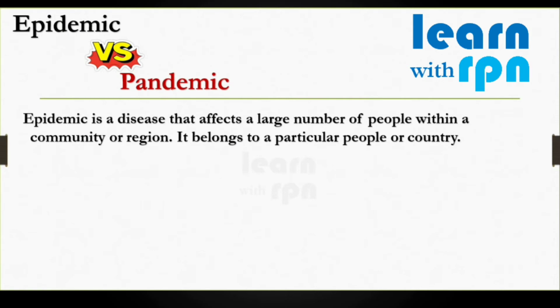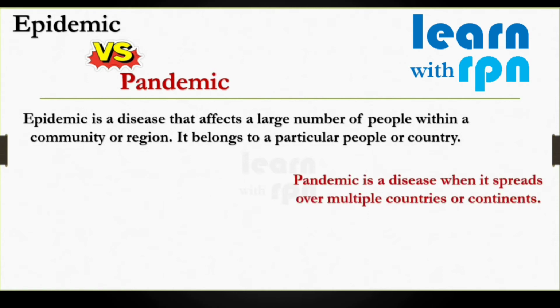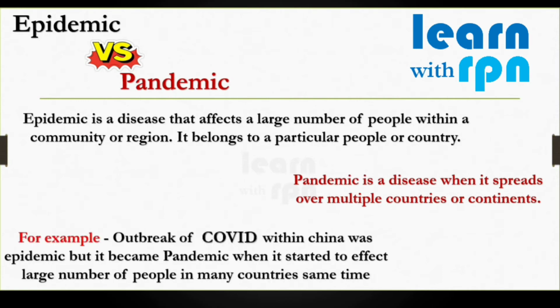An epidemic is a disease that affects a large number of people within a community or region. It belongs to a particular people or country. On the other hand, a pandemic is a disease that spreads over multiple countries or continents. For example, in December 2019, the outbreak of COVID within China was an epidemic, but it became a pandemic when it started to affect a large number of people in many countries at the same time.